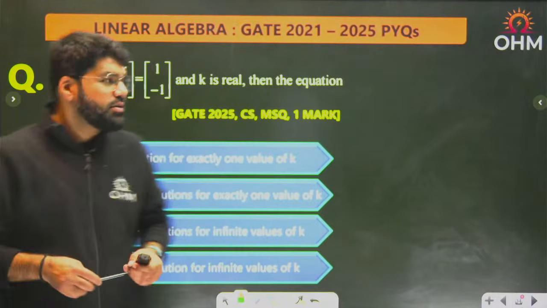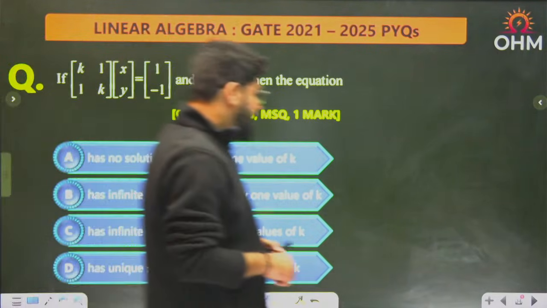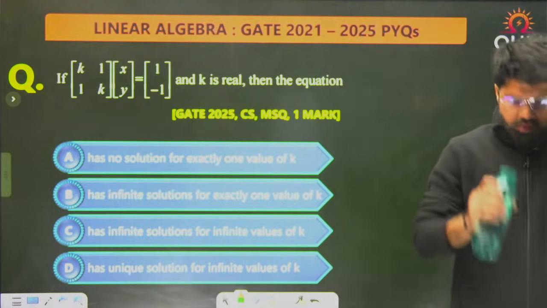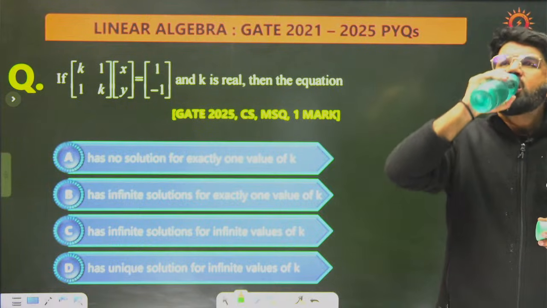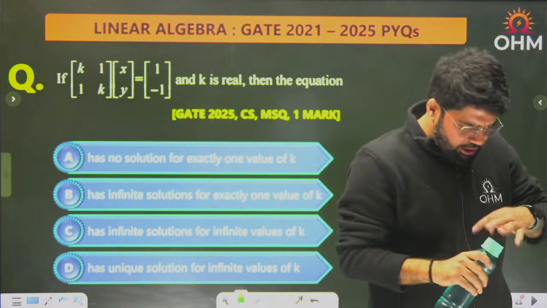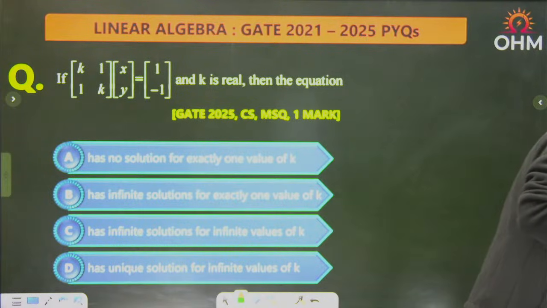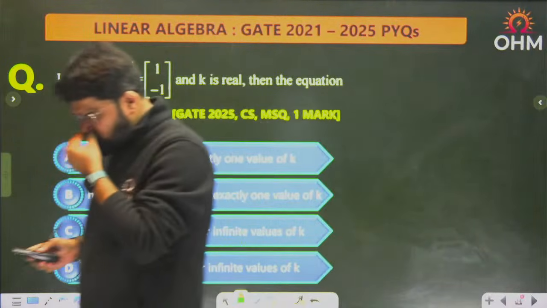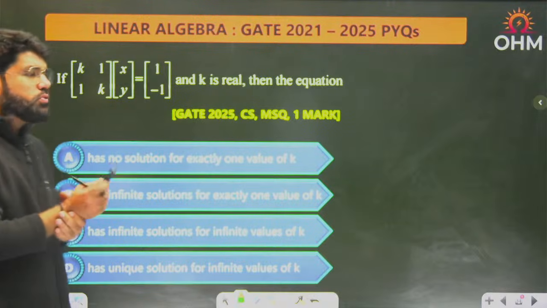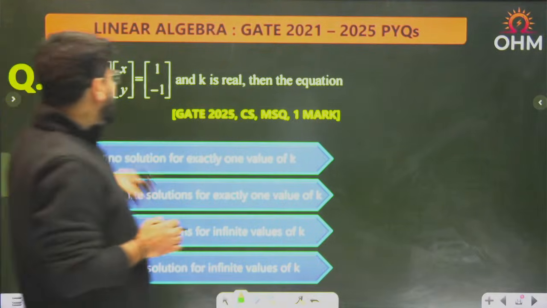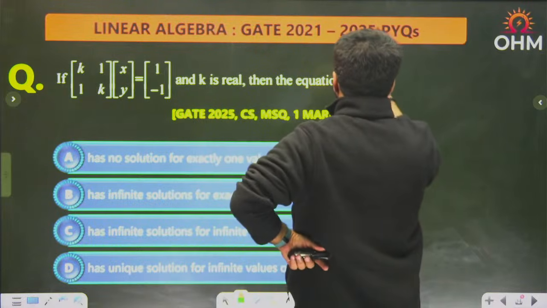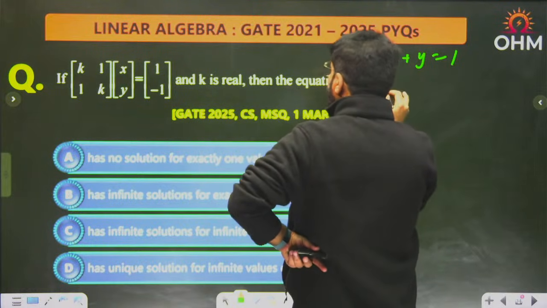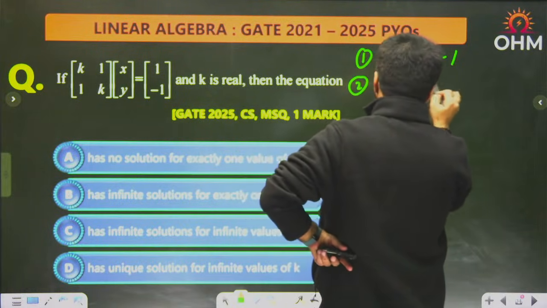Next question, please answer. GATE 25, Computer Science, MSQ, 1 mark question. MSQ it is. Let me convert this into equations. What is going to happen? The first equation will be kx plus y is 1. The second equation will be x plus ky equal to minus 1.